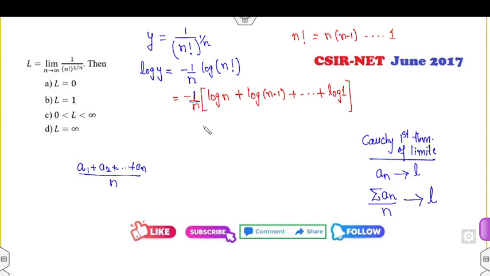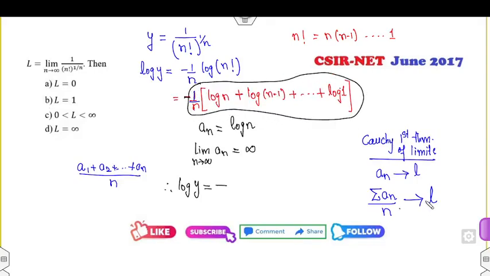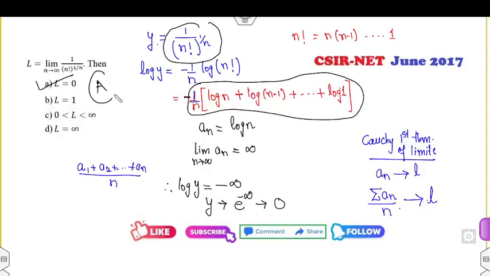So if I choose an to be log of n, a1 will be log 1, a2 log 2, and so on. Can you find the limit of this as n approaches infinity? Log of infinity will be infinity. So log of y goes to minus infinity by the Cauchy first theorem, so y goes to e raised to power minus infinity. That goes to 0. That means the limit 0 is my right answer.